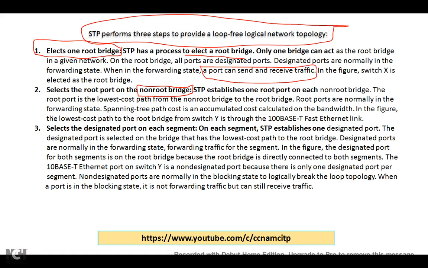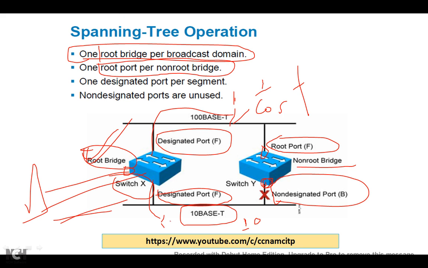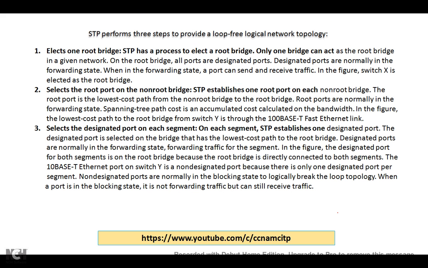Root ports are normally in the forwarding state. Spanning tree path cost is an accumulated cost calculated on the bandwidth. If I talk about this, this is my 10 Mbps and this is my 2 Mbps. There are certain parameters for 2 Mbps, what will be the cost, and what will be the cost for 10 Mbps. I will tell you in the next video.